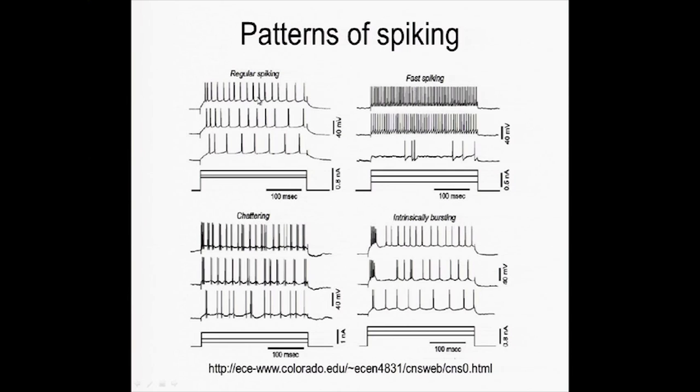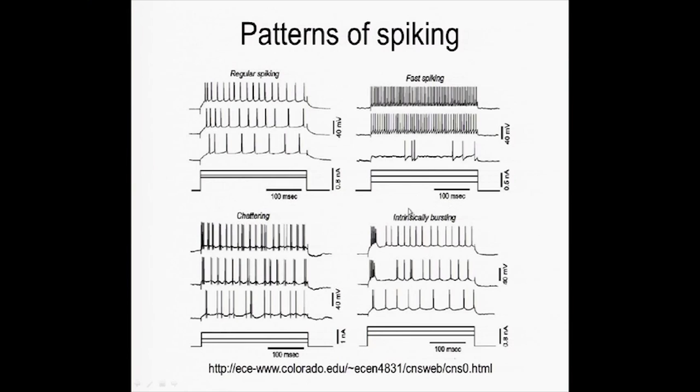Whereas this one, you can see, starts off fast and then slows down. This one here somehow likes to spike in trains. It spikes a couple times and then stops, and then spikes a couple times and then stops. That's called a chattering cell. Somebody from an old lab that I worked in was the one who discovered chattering cells.